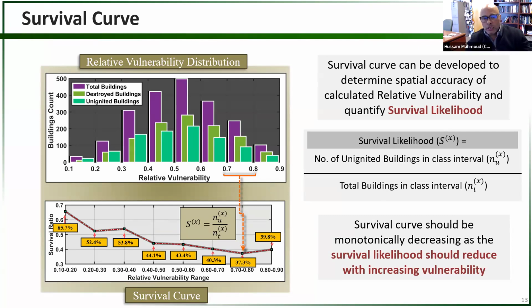So in general, the higher the vulnerability from the model, the lower the survival ratio should be in reality, right? If you compare the model to what happened in reality, you'll see a drop in survivability. So a monotonically decreasing survival curve, which essentially compares our results to what happened in reality, is an indication that the model is doing something right, right? The fact that at low vulnerability you have high survival, and at high vulnerability you have low survival, that's the way it should be.